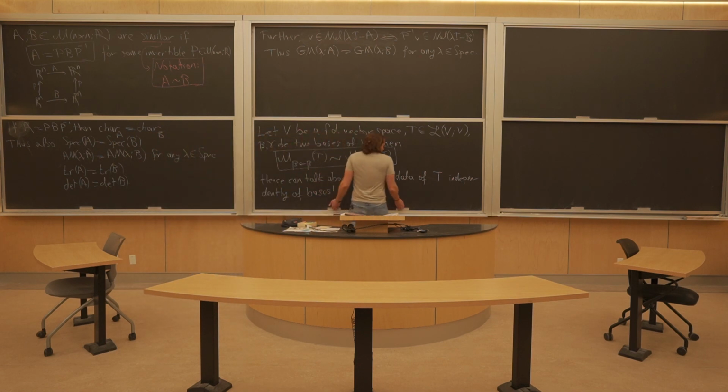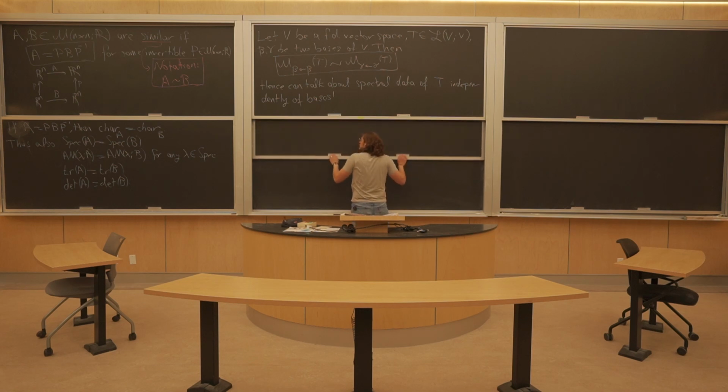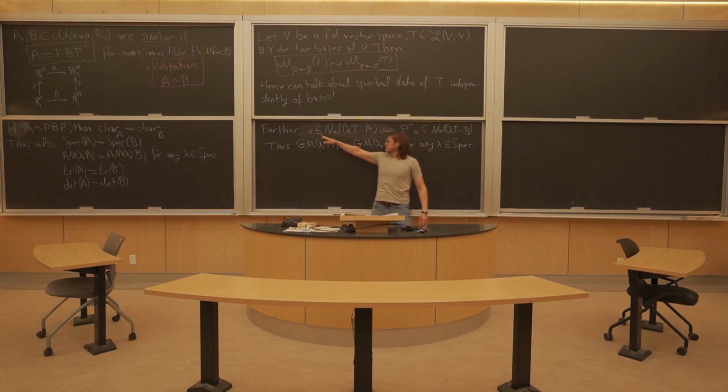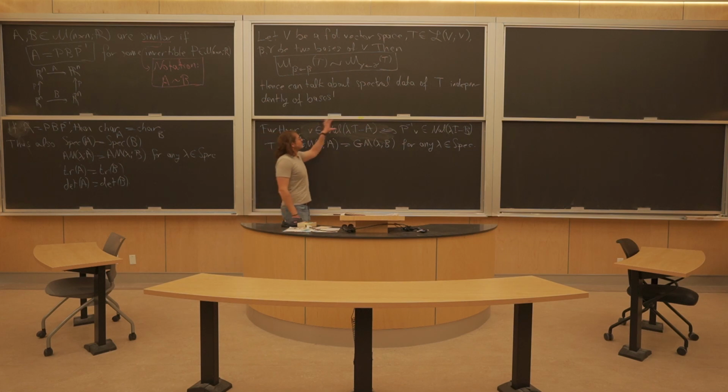Further, if I were to take an eigenvector V associated to lambda, that is, the null space of lambda I minus A is the eigenspace associated to lambda. So if I were to choose a vector from that eigenspace that is an eigenvector, then P inverse V is going to be an eigenvector corresponding to the other matrix. So here's how we can see this. Saying that V is in the null space of this matrix is the same thing as saying that A times V equals lambda times V. But I know that A equals P B P inverse.